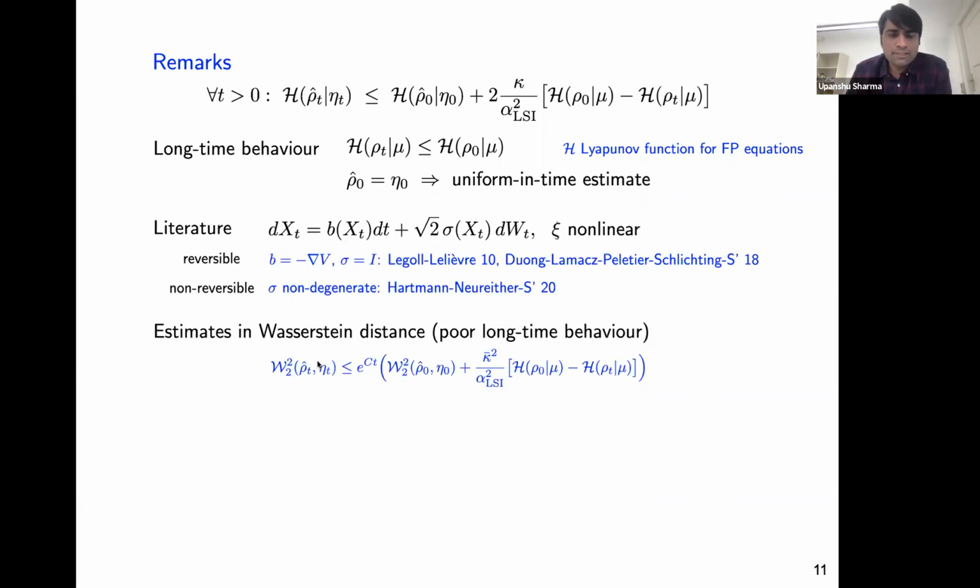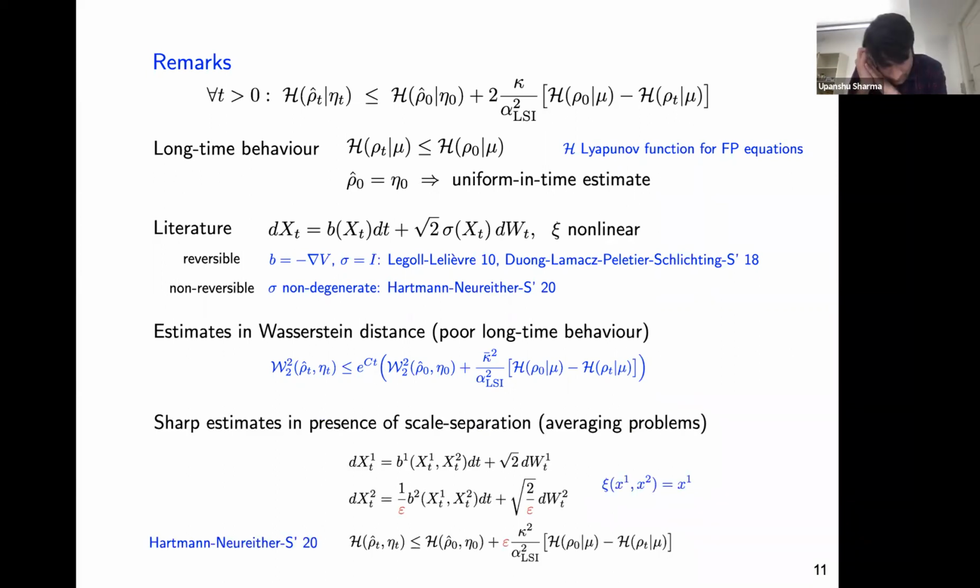Another point of view is that you can have other estimates as well. You can do it not in relative entropy, but in Wasserstein distance. But then it turns out that we get really bad scaling in time. If we get an exponential scaling in time, it has some other advantages, but scaling in time is bad. And finally, I want to make a remark and connect it to the averaging literature.